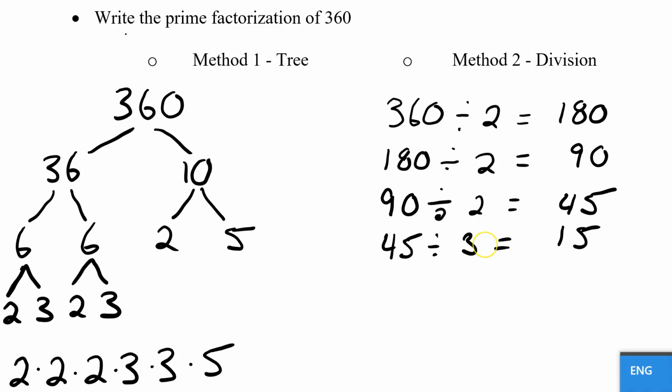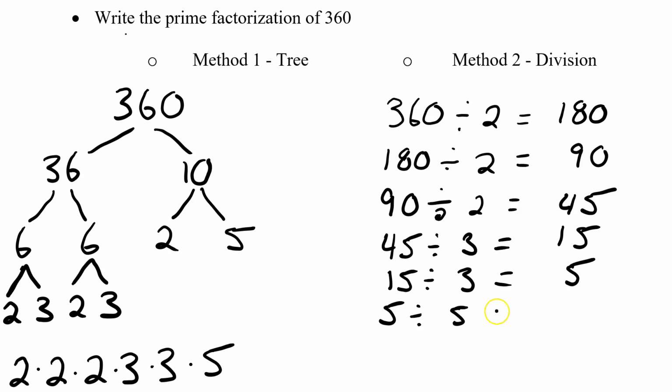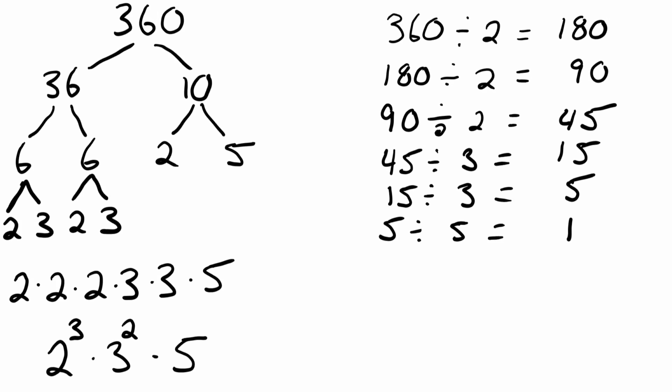But we'll keep going. I bring down the 15. Not divisible by 2, but it is by 3. Gives me 5. Bring down the 5. 5 is not divisible by 2, 5 not by 3, but 5 is divisible by the next one, which is 5. And I get down to a 1. That's kind of my goal here, to get this number down to a 1. So I divided by 2, by 2, by 2, by 3, by 3, by 5. So it looks like it's going to work out perfectly here.